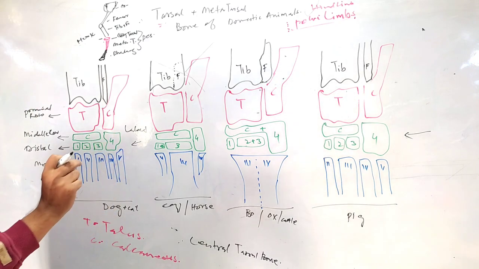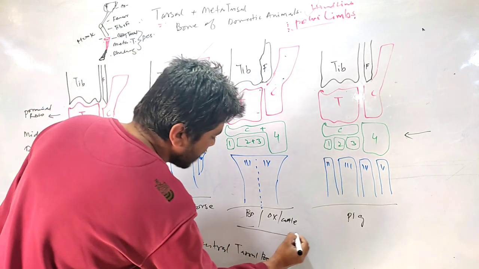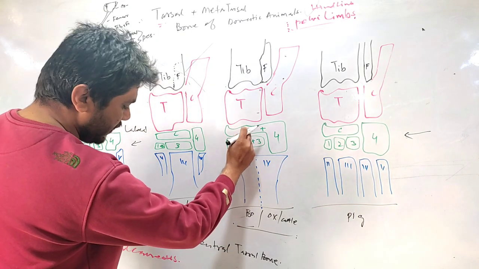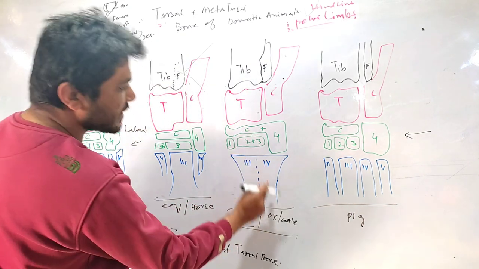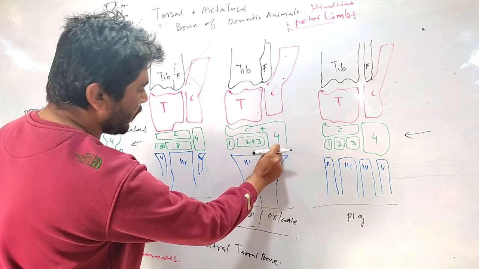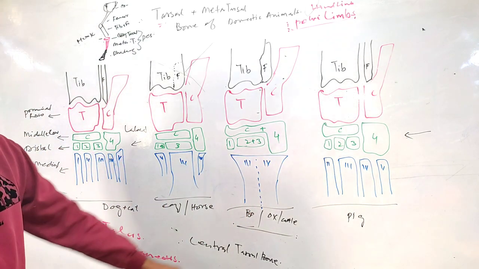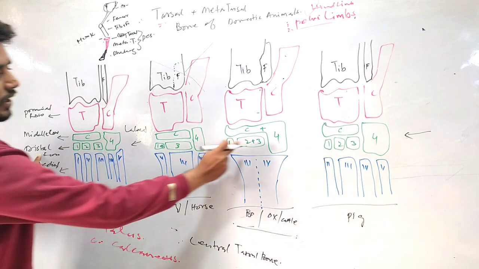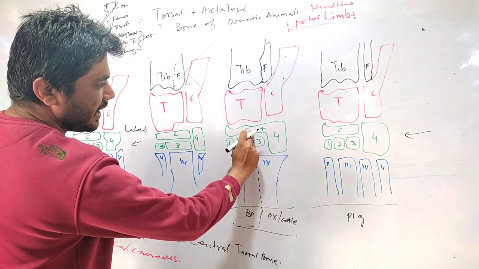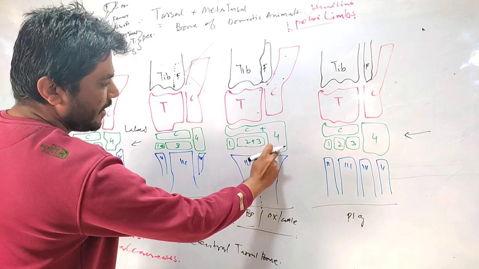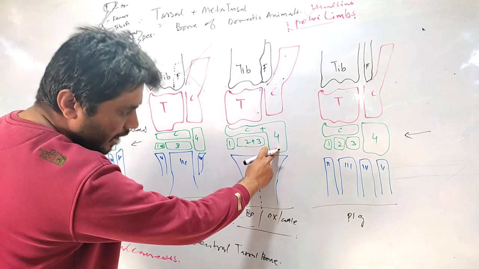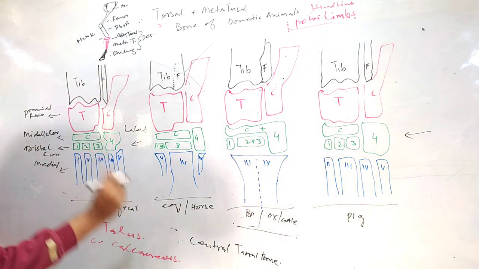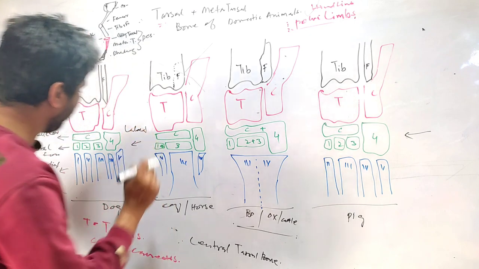There is one variation which is found in the ox and cattle. Do you know what that is? The central tarsal bone of the ox fuses with the fourth bone of the distal row. This diagram is explaining that the central tarsal bone is fused with the fourth bone of the distal row. This is the one variation we have in the ox and cattle.